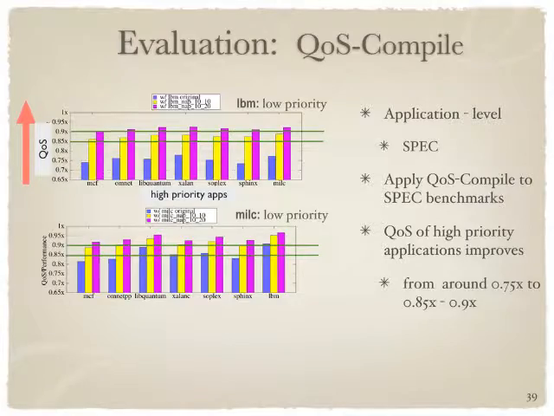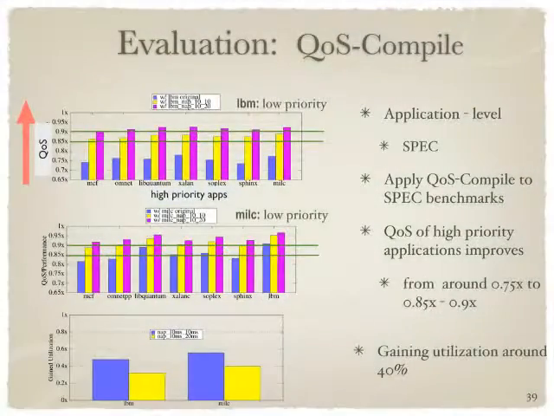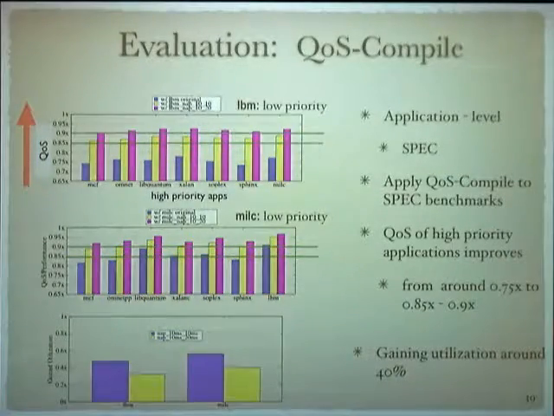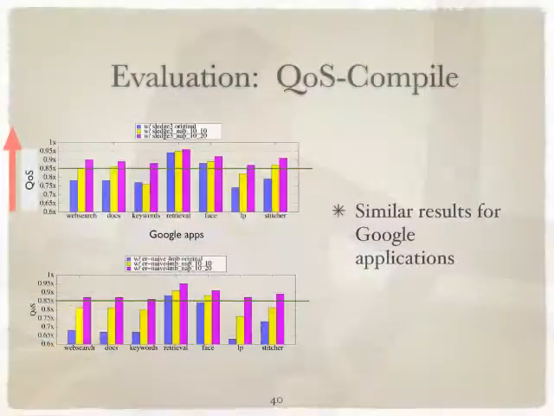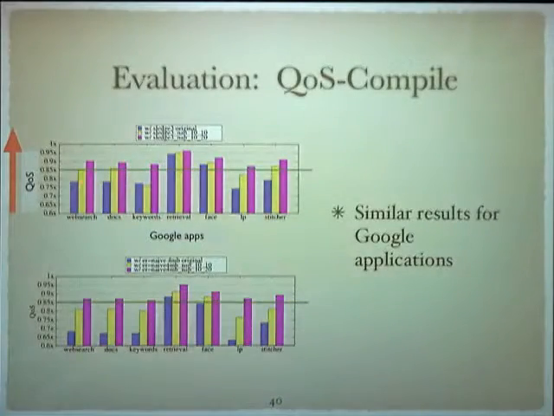Similar results, and there are more results in the paper. Let's take a look at the utilization gain. Those are the low priority applications running with those high priority applications. Because we slow them down, we're not running at 100% of the execution rate. But we still gain significantly, around 40% in this case and 50% in this case, of the utilization of the cores that would previously be idle if we didn't do this kind of co-location. We also have really similar results for the Google applications, where we improved web search to close to 90% in this case.